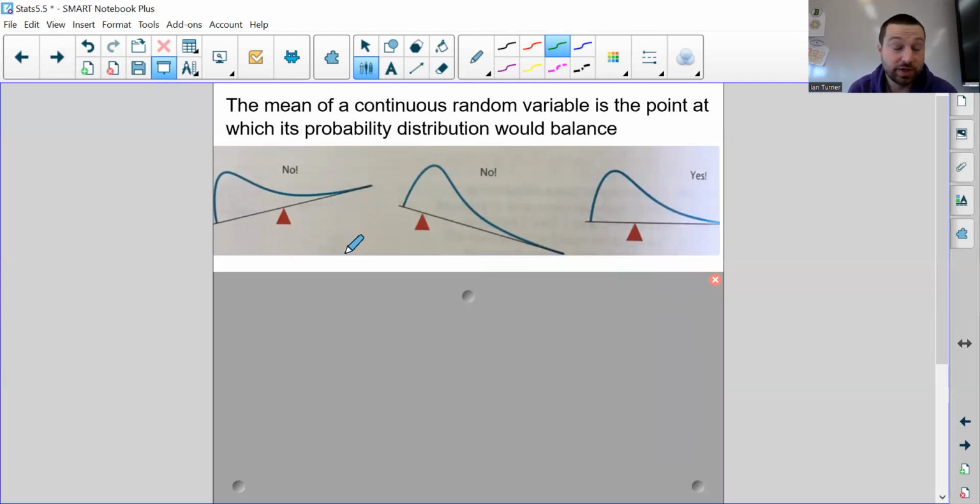Okay, so here's another vocab thing. A lot of vocab in this section. The mean of a continuous random variable is the point at which its probability distribution would balance. Okay, so you can see as the book has nicely shown you, this would not balance here. This is going to tip the other way. This looks nice and balanced, right? So this right here is going to be your mean. Wherever that balance point is, that's the mean for your continuous random variable.